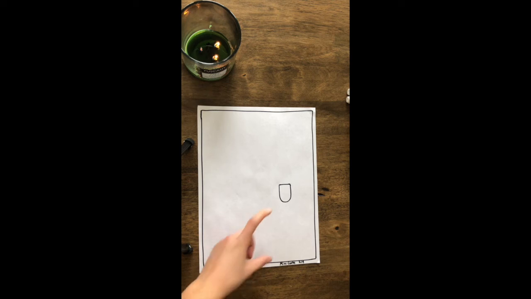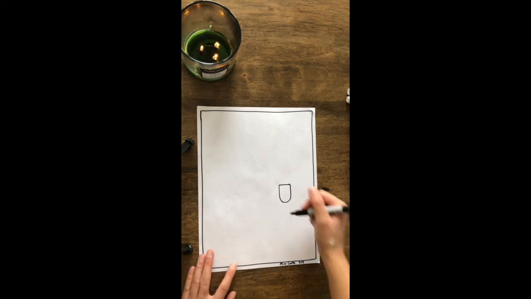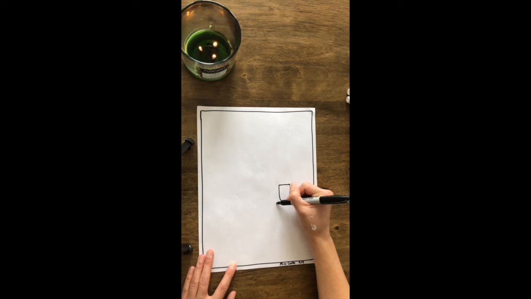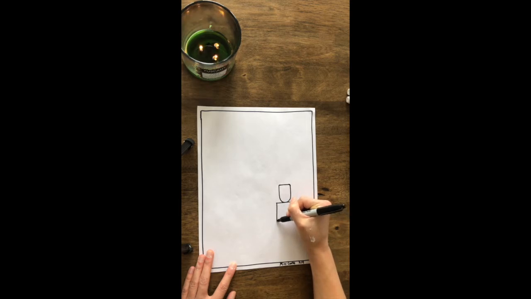The next step is we are going to make a rectangle right below that for the body, and this is going to be a straight line, and then it's going to come down. This line is going to be longer because we know that a rectangle has 2 longer sides and 2 shorter sides. And just try your best, okay? It doesn't have to be perfect.